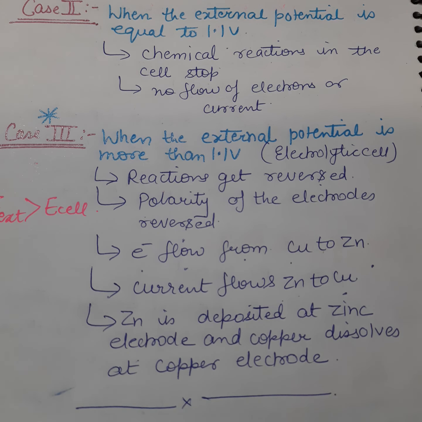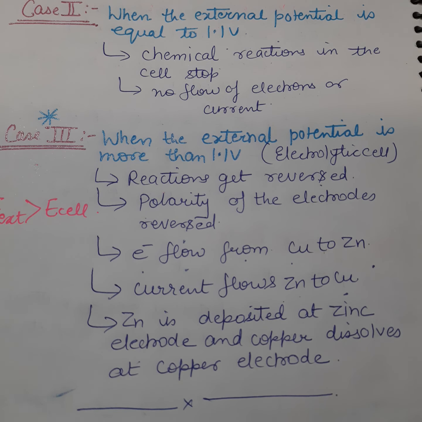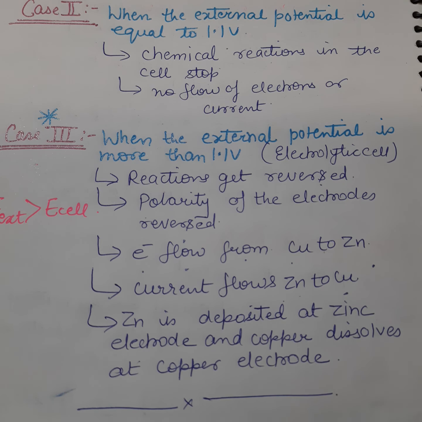The third case is very important. Sometimes the question is directly asked in the CBSE: at what condition does your electrochemical cell behave as an electrolytic cell, students? In an electrochemical cell, chemical energy gets converted into electrical energy, and an electrolytic cell is the opposite, in which electrical energy gets converted into chemical energy.